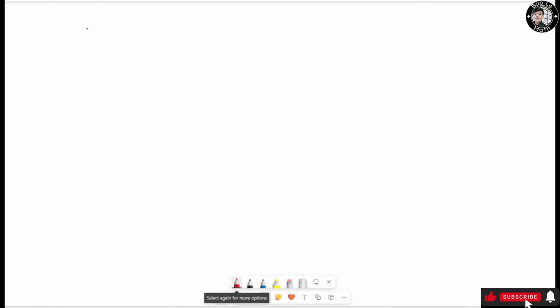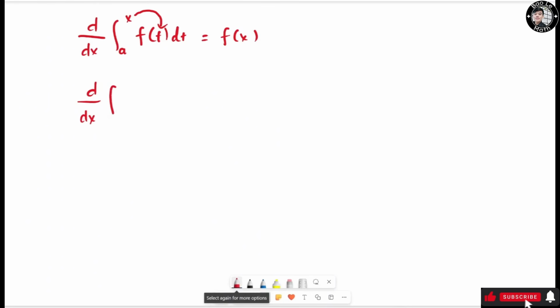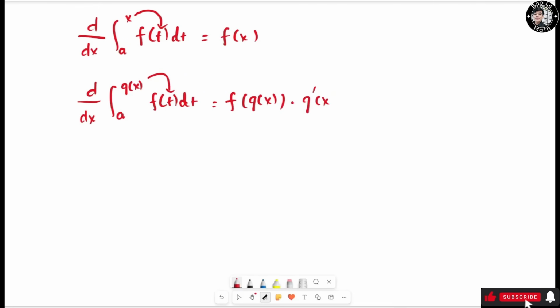Now we have the other fundamental theorem of calculus version. Alright, if we take the derivative with respect to x of the integral from a to x of f(t) dt, basically you just plug in x over here, so it's going to be f(x). If you take the derivative with respect to x of the integral from a to g(x) of f(t) dt, then you plug in this one over here. It's going to be f(g(x)), then don't forget to multiply by g'(x), right?